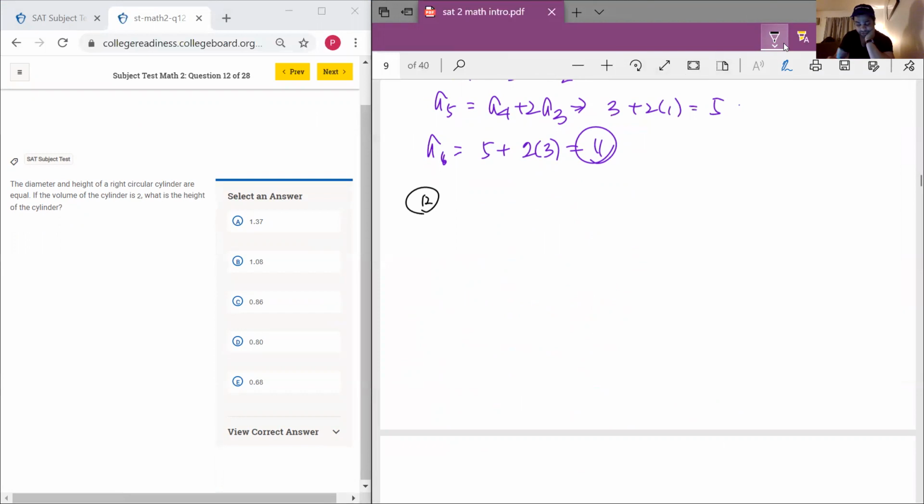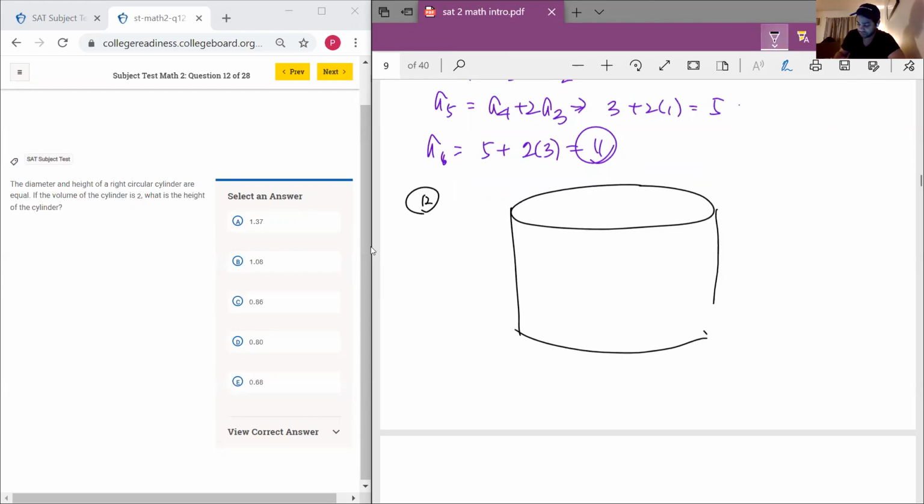Let's see. The diameter and the height of a right circular cylinder are equal. Okay. So look at this beautiful little cylinder. Wait till I draw a circle for you guys. All right. The volume of the cylinder is 2.